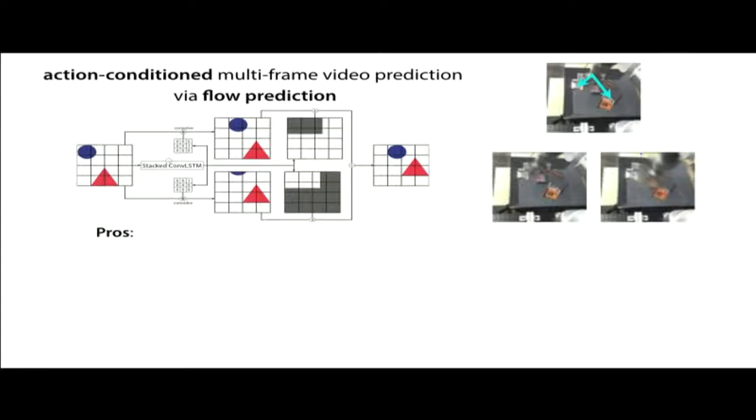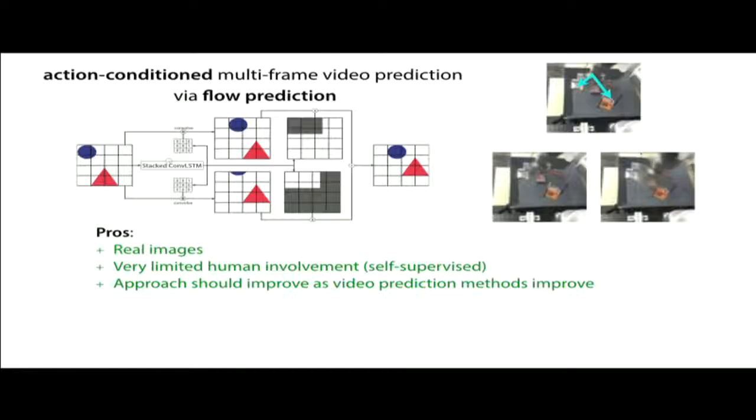So, the pros and cons of this method. The pros are that it's using real images, and there's very limited human involvement. So this can be scaled up to an array of 10 robots, because you don't have to have a single human for every robot telling it what the reward function is, telling it how to do the task. Also, the approach should improve as video prediction methods improve. Video prediction is a very active area of research. I think there were 3 or 4 papers at NIPS last year on video prediction, and several submissions at ICLR this year.